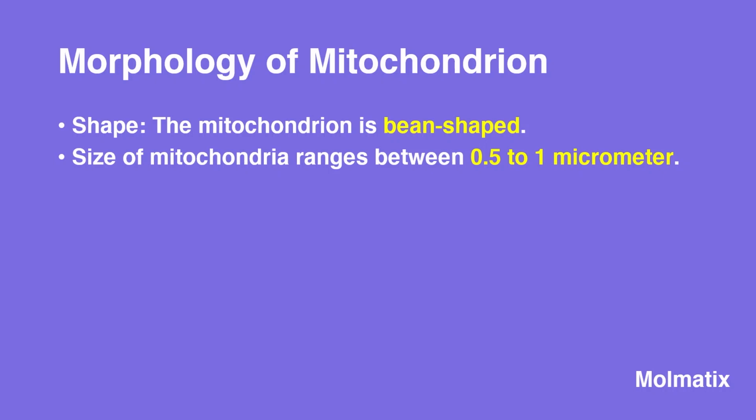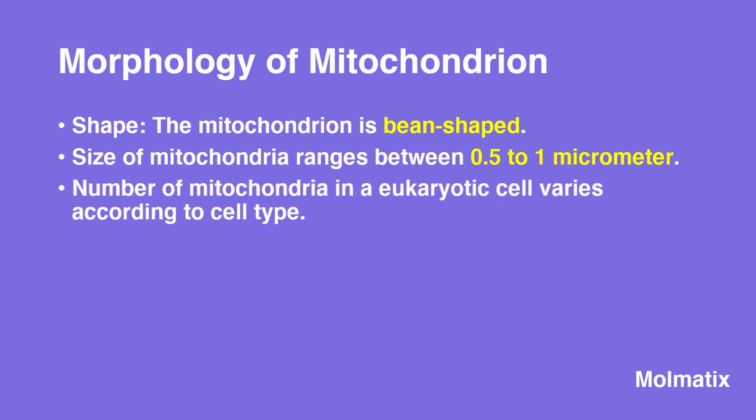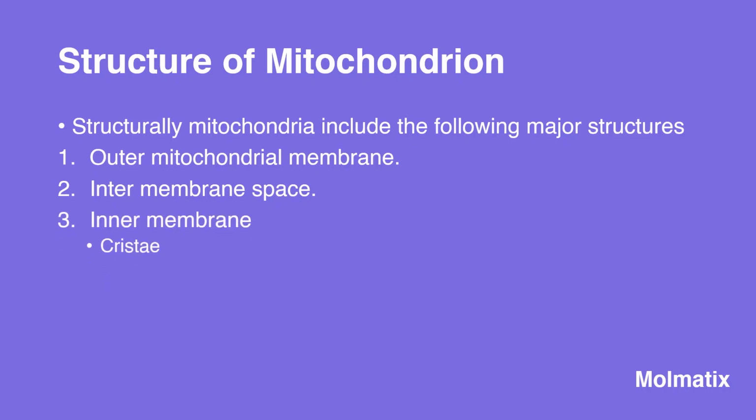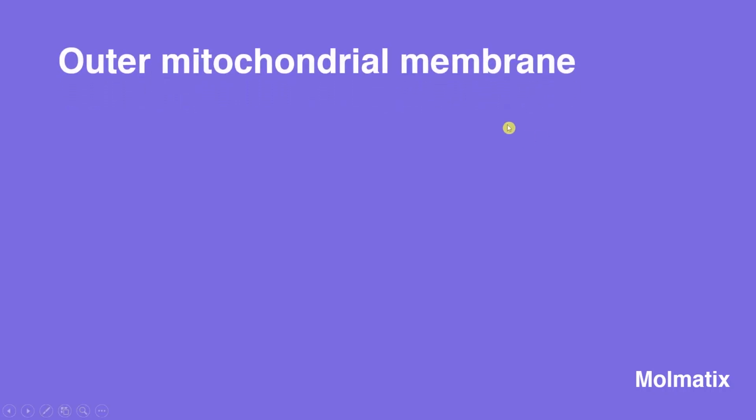Structurally, mitochondria includes the following major structures: outer mitochondrial membrane, then intermembrane space or perimitochondrial space, then inner membrane and folds over the inner membrane called cristae, and the space filled by the inner membrane is the matrix. We will see these structures one by one.